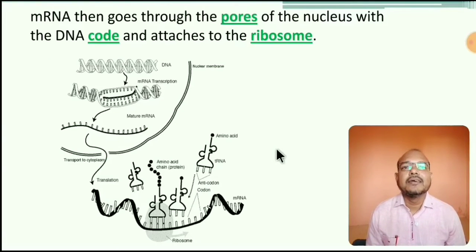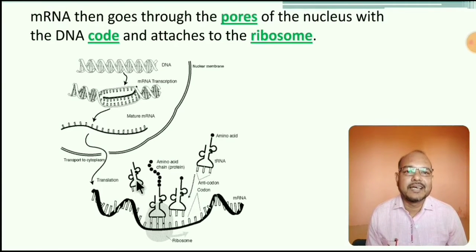And the mRNA then goes through the pores of the nucleus with the DNA code and attaches to the ribosome in the cytoplasmic region. So this process means the DNA is converted into the mRNA through transcription, and when the mature RNA is released from the nucleus to the cytoplasm, translation takes place. We have already seen the initiation, elongation and termination process.